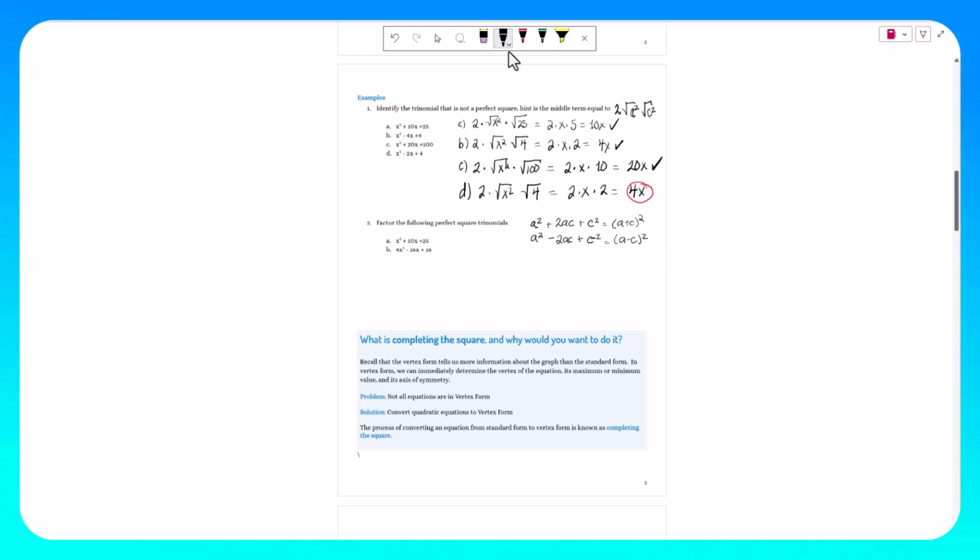So we have these two options. So let's look at A. For A, x squared plus 10x plus 25, we can say that A is the square root of x squared, and that equals x. So we know our A is x. Our C is the square root of 25, which equals 5. So writing this down as a factored pair, we could say it's x plus 5 times x plus 5, which is just x plus 5 squared.